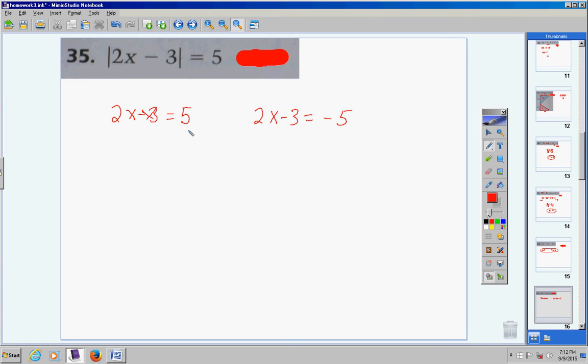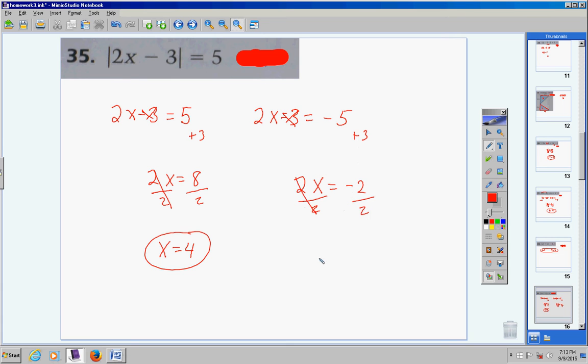Okay, bring this negative 3 over and make it a positive 3. So we have 2x equals 8. Now divide both sides by 2, and you're left with x equals 4. Over here, bring the negative 3 over, make it a positive 3, and you're left with 2x equals negative 5 plus 3, negative 2. Divide both sides by 2. These cancel. X equals negative 1. A negative divided by a positive is negative, and 2 divided by 2 is 1. So your two answers would be negative 1 and 4.